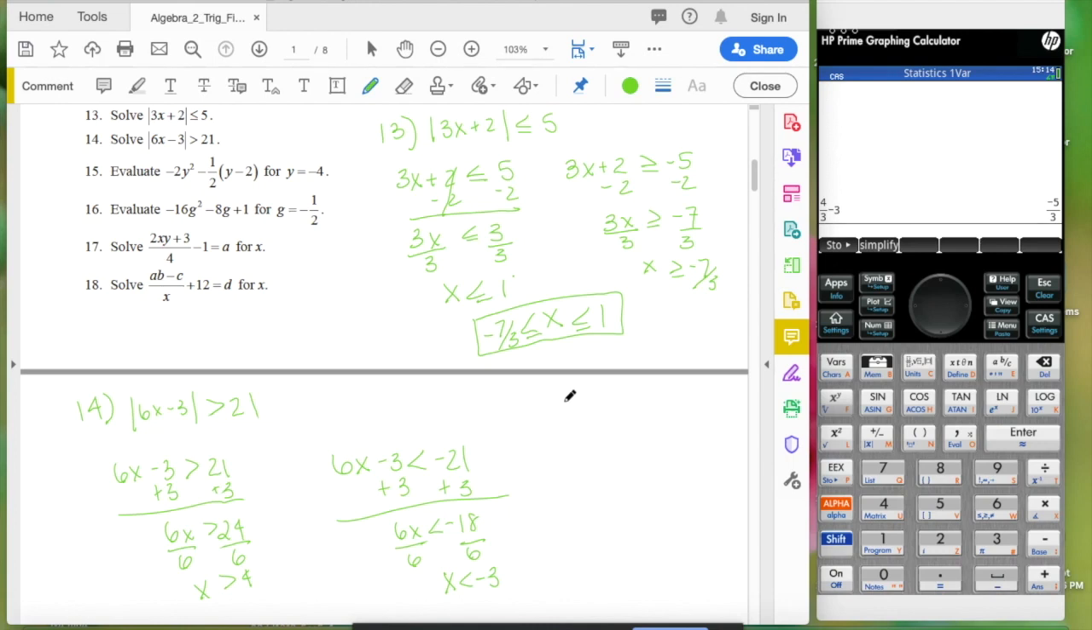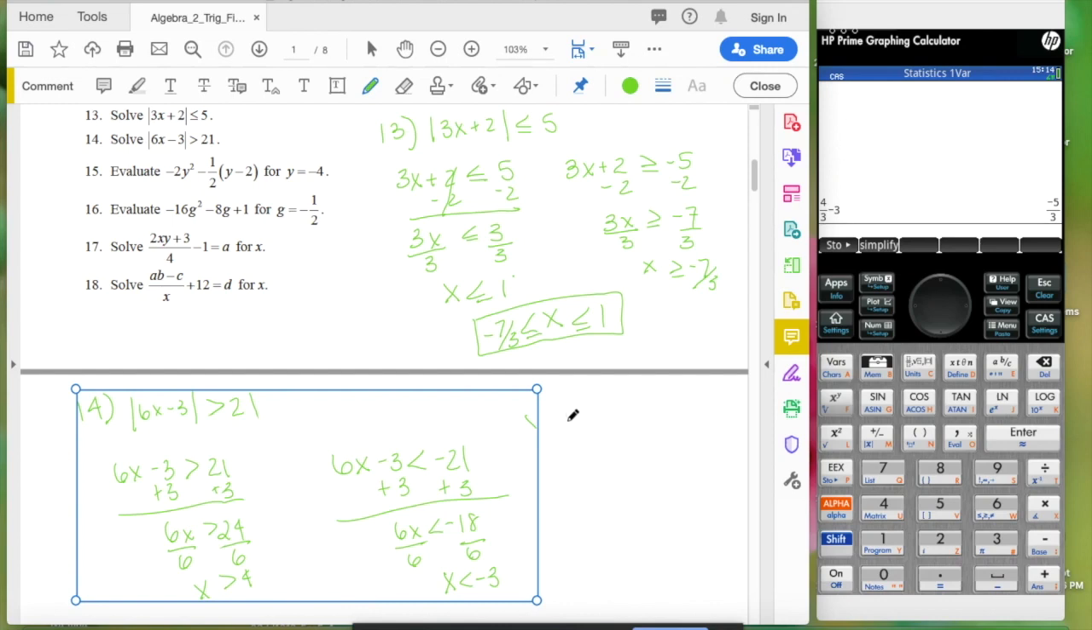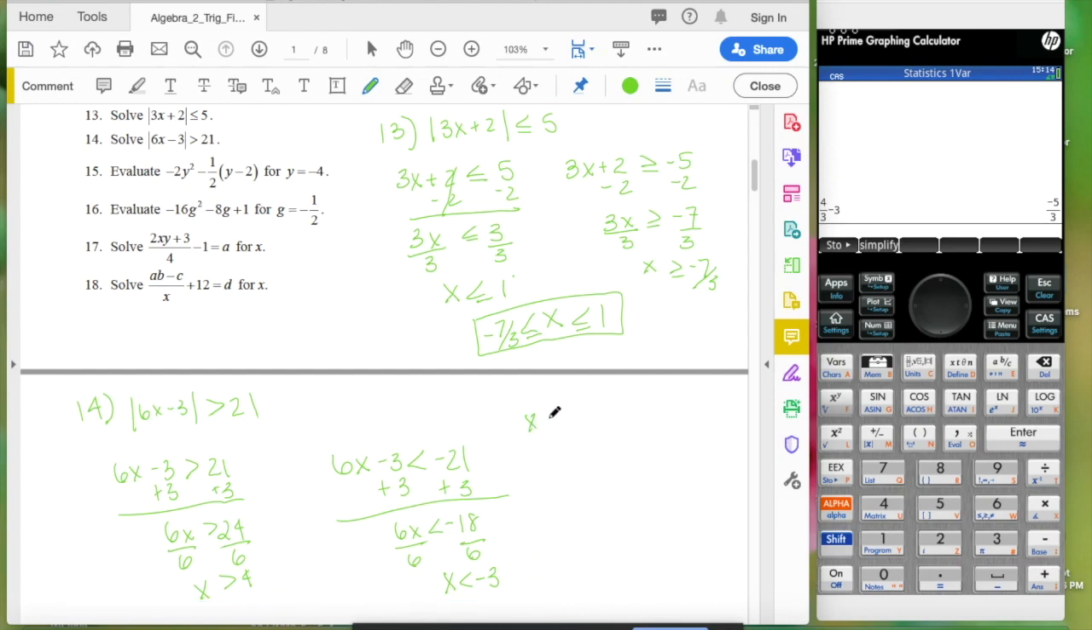All right. Now, we'll notice that with this one, x can't be less than negative 3 and greater than 4 at the same time. So this is like one of those OR problems. So we'd say x is less than negative 3 or x is greater than 4. And that is 13 and 14.